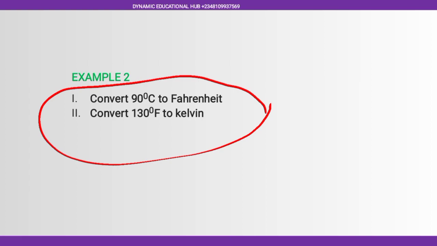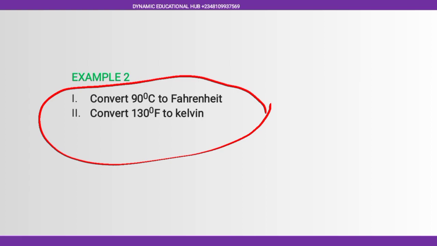It's very simple. Now you are converting from what? From Celsius to Fahrenheit. You can use the formula that we've derived earlier to solve these two questions. But I want you to pause the question and do it without using the formula.